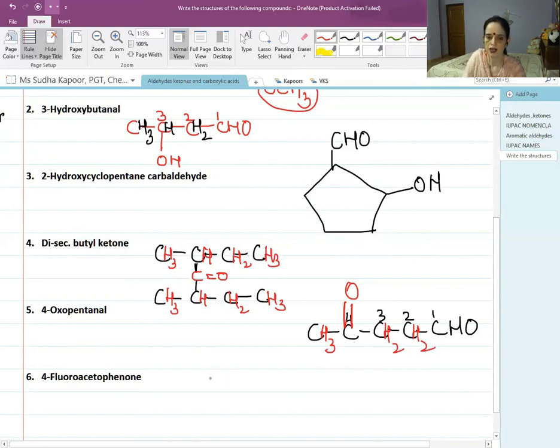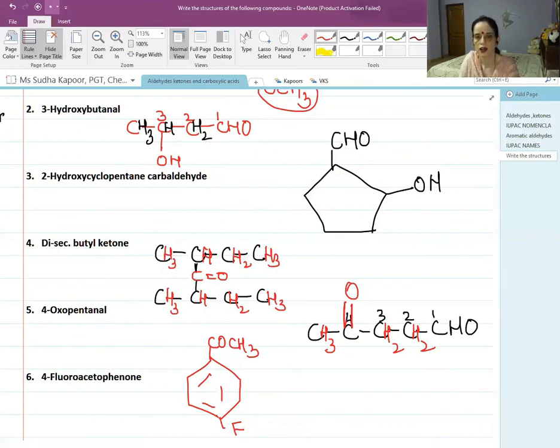Now the last one is 4-fluoroacetophenone. Acetophenone we have just done, it is COCH3. And on the fourth position, fluorine is present: 4-fluoroacetophenone. So in this lecture, we have done how to name the aldehydes and ketones, and we did various examples of them and how they are important in our daily life. So till then, revise these things, students. We will be meeting in another lecture related to the preparation and the structure of these aldehydes and ketones. Okay, thank you.